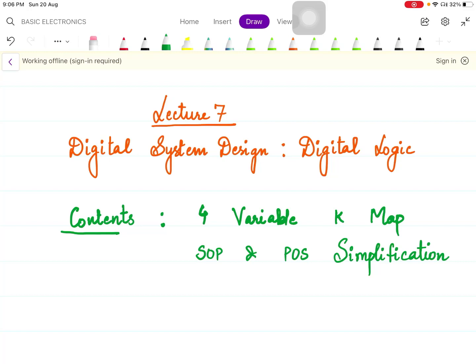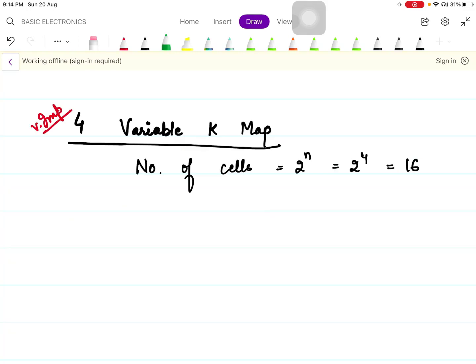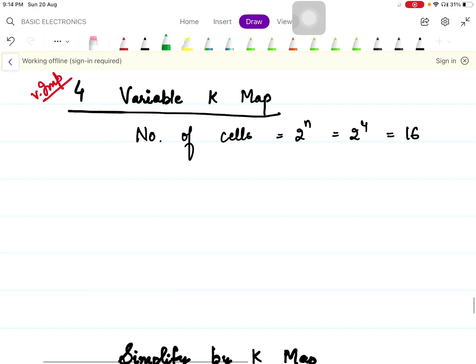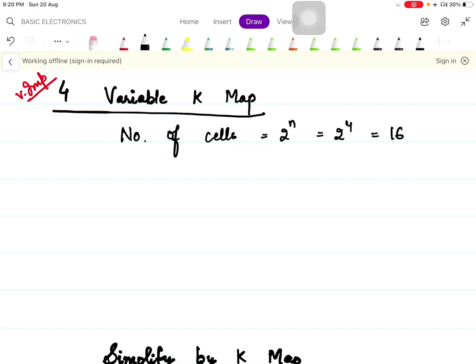So let's begin. When it comes to 4 variable K-map, the number of cells is calculated as per the formula 2 raised to the power n, where n is the number of variables, and it comes out to be 16. So let us draw the structure of the 4 variable K-map. In this structure, we have to draw 16 cells.